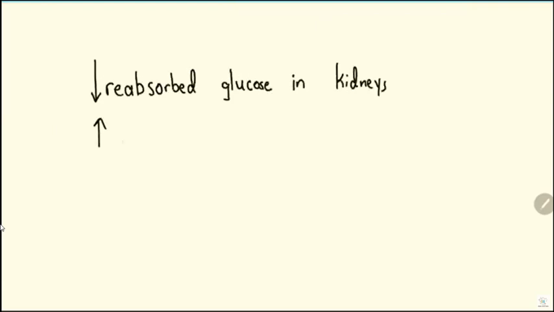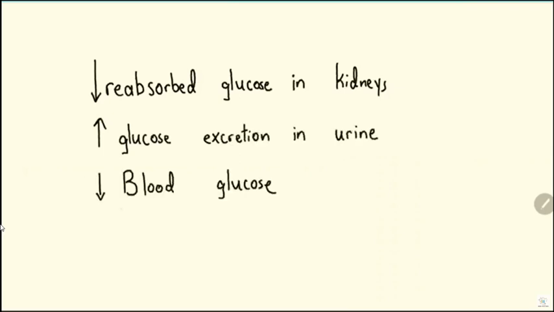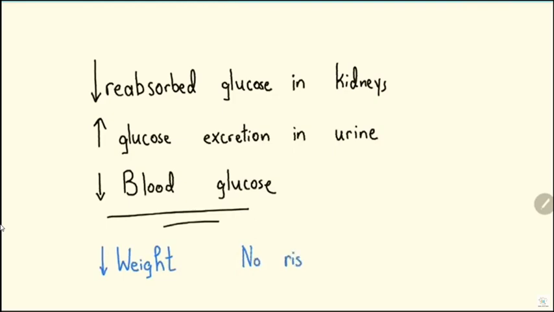So, to summarize, SGLT2 inhibitors act to decrease glucose reabsorption in the kidneys, resulting in increased excretion of glucose in the urine, and this ultimately leads to a reduction in blood glucose. Additionally, this medication may also help with weight loss, and it is worth noting that SGLT2 inhibitors do not cause hypoglycemia.